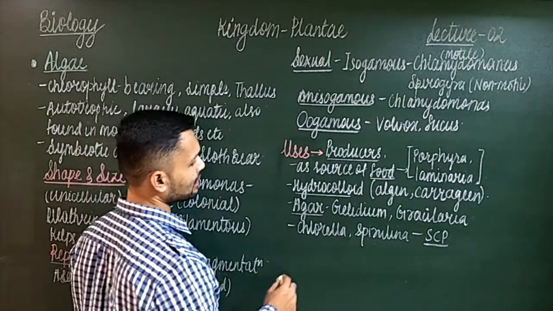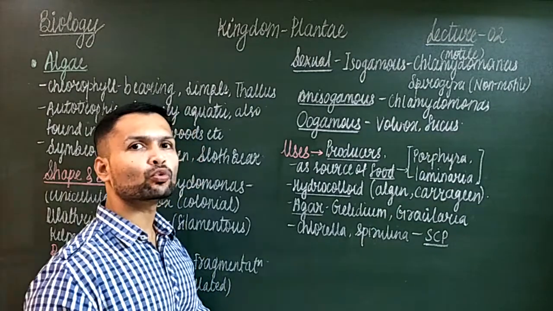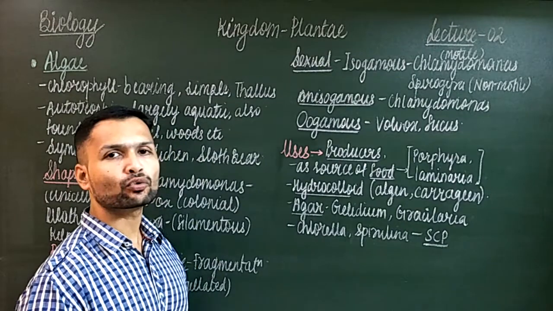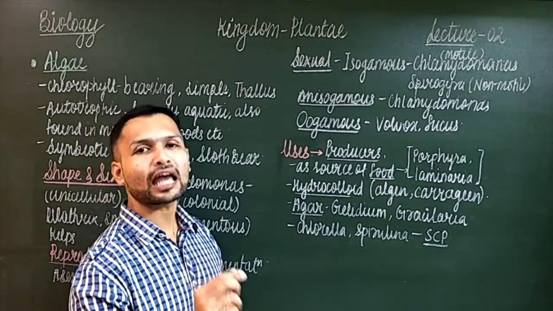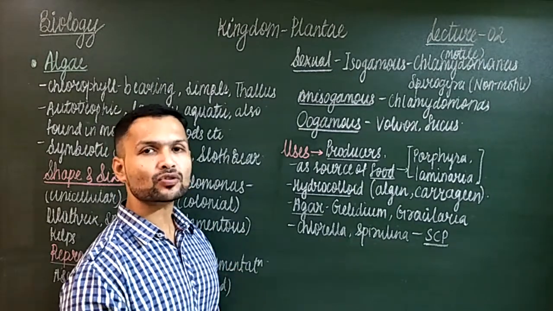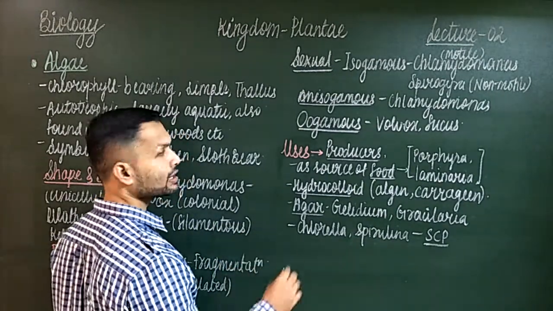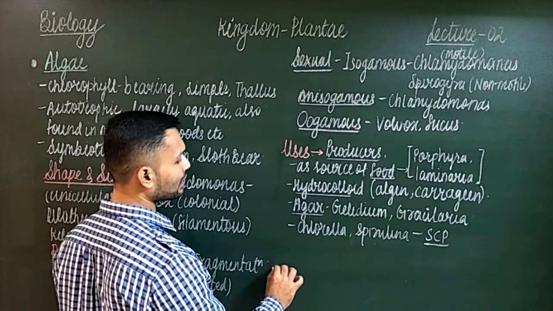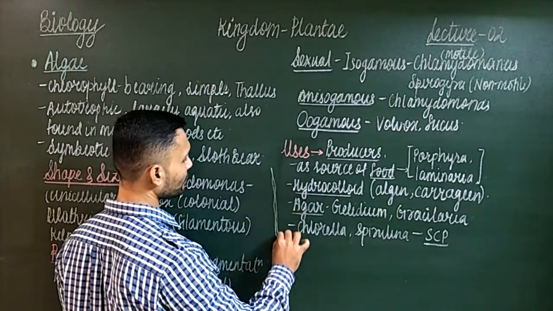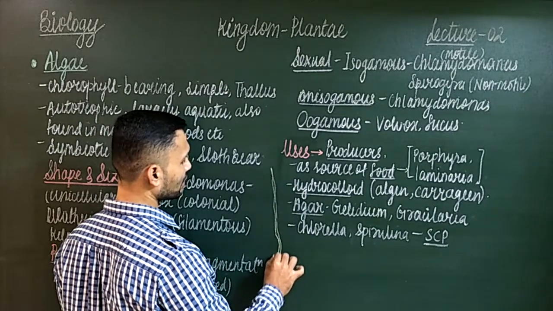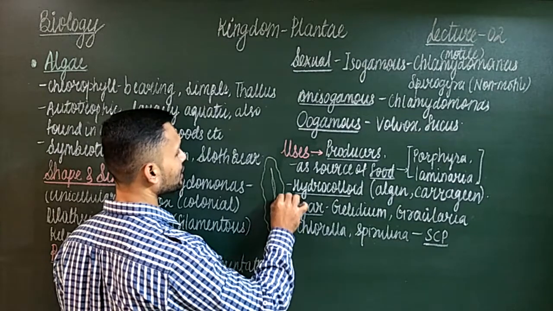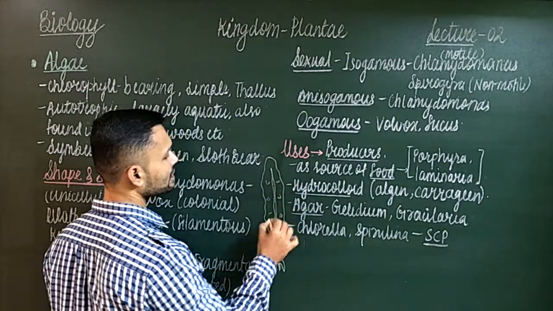Now what do you mean by thallus? It means they don't have true roots, they don't have true stem, they don't have true leaves. They have root-like, stem-like, and leaf-like structures. For example, if we see in brown algae, what we will see over here is a structure like this, and over there you will find structures like this. We'll see when we study the brown algae.